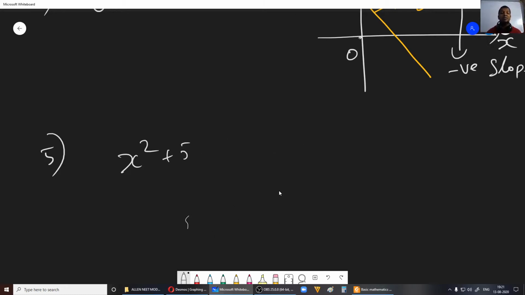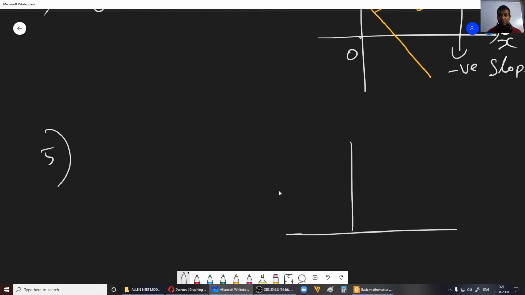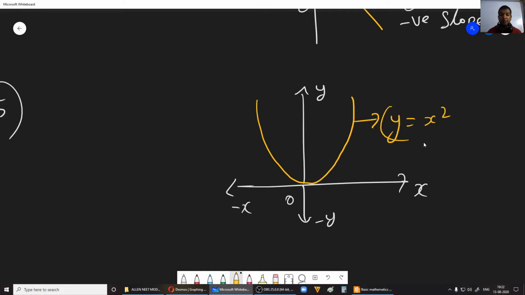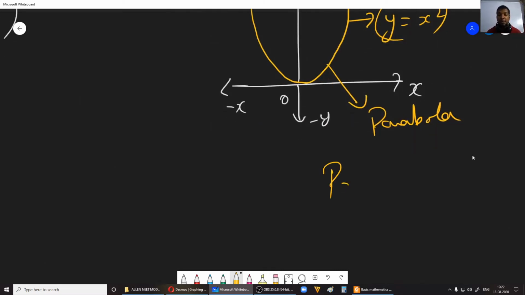Now this y is equal to x square, it looks something like this. So this is x, minus x, and this is y. You can write minus y also. y is equal to x square is a parabolic function, and it looks like this. This type of curve we call the parabola, P-A-R-A-B-O-L-A.